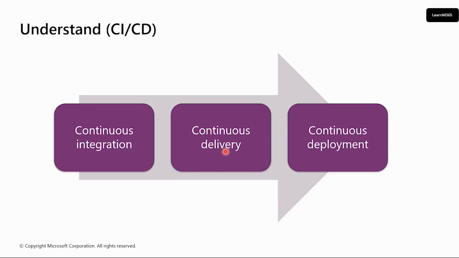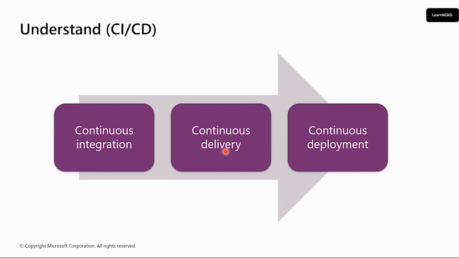Then we have continuous delivery. Continuous delivery happens after continuous integration. Once the continuous integration is completed, the code is deployed to a staging environment where more automated testing is performed before the code is released into production. That is basically what continuous delivery is all about.